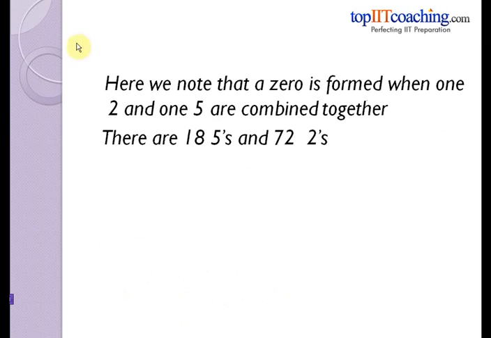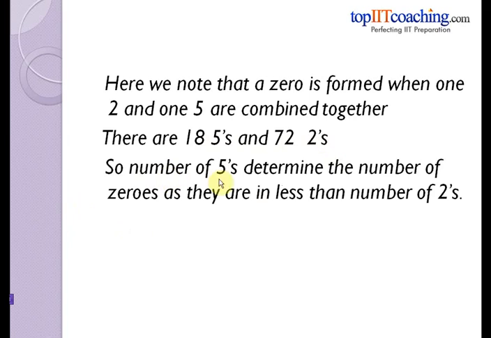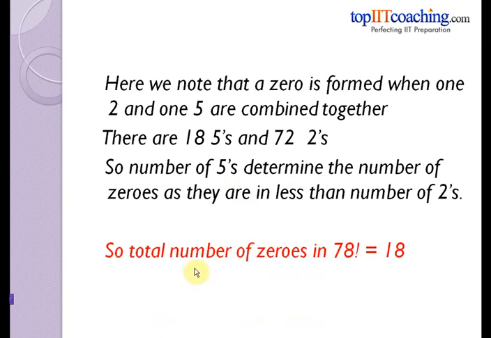Now here we know that a 0 is formed when a 2 and a 5 are combined together. So what we see here is, we have got 18 5s and 72 2s. So the number of 5s determine the number of zeros as they are less in number than the number of 2s, because the number of 5s is 18 and the number of 2s is 72. Thus we see that when we combine one 5 and one 2, then it results into a 0. So here the number of 5s is actually the determining factor for the number of zeros. Thus we can say that the total number of zeros in 78 factorial is equal to the exponent of 5, that is 18.